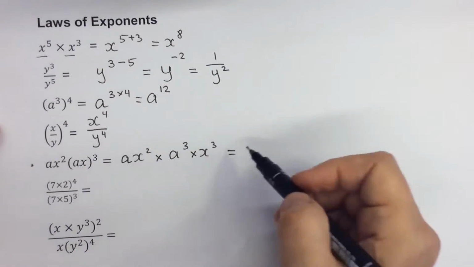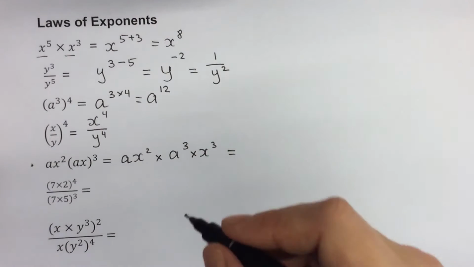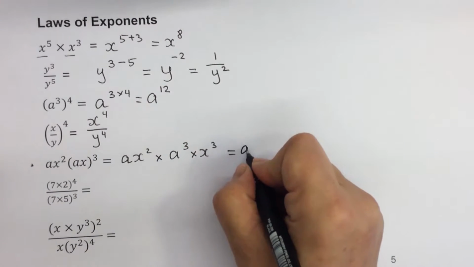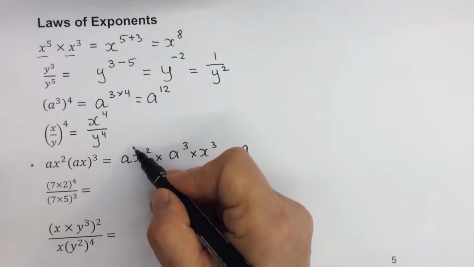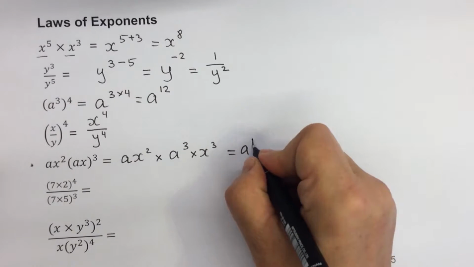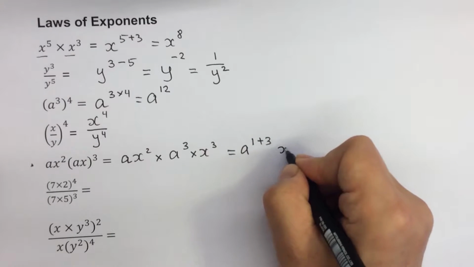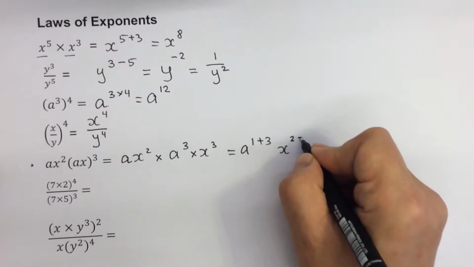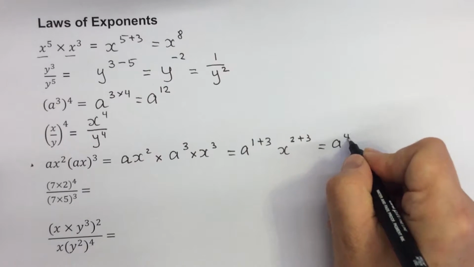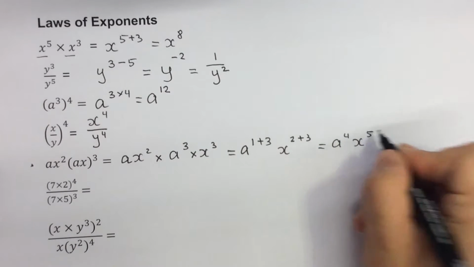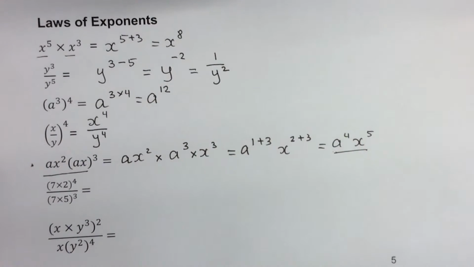Now, when we have opened all the brackets, we can collect powers for the same variables. So a gives us a to the power of 1. We don't usually write the power of 1, so it is omitted. So a to the power of 1 plus 3. And then we have x to the power of 2 plus 3. And the result is a to the power of 4, x to the power of 5. So it looks simpler than what we started with.